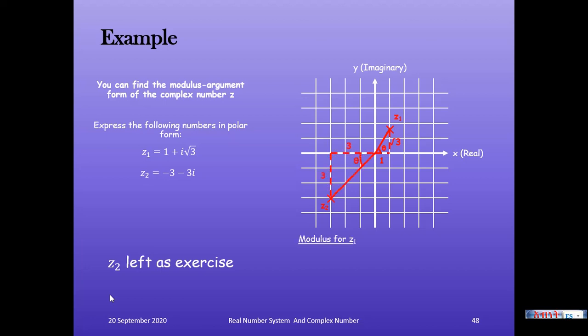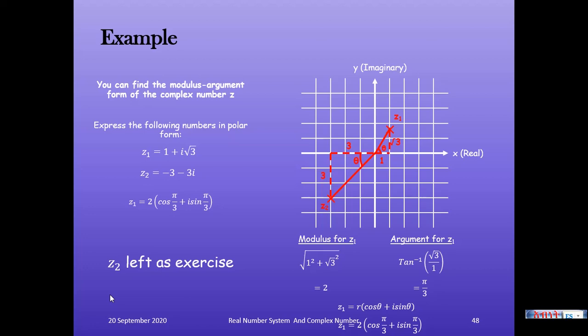Now, the modulus of z1, meaning the magnitude of this, will be the square root of 1 squared plus root 3 squared. Finally, we get r equal to 2. What about theta? Tan theta is equal to this, and theta is pi over 3, because the point 1, root 3 is located in quadrant 1, so we take it as it is. So using these two things, we can find the solution. z1 is equal to r times cos theta plus i sine theta. So z1 is equal to 2 times cos pi over 3 plus i sine pi over 3. This form is called the polar form of a complex number.